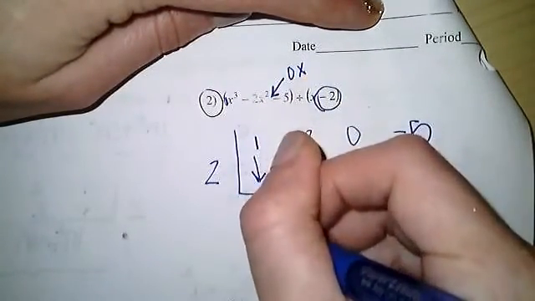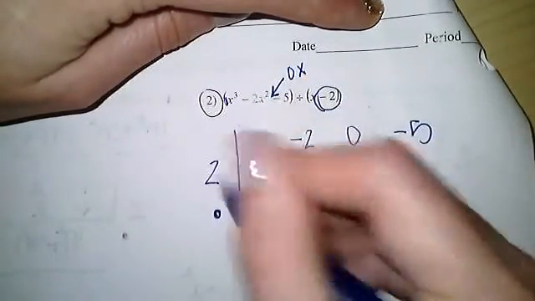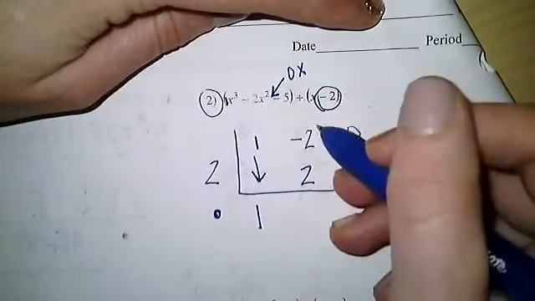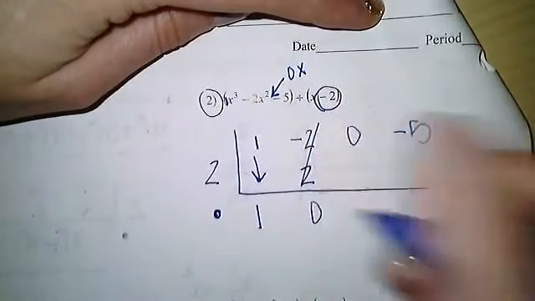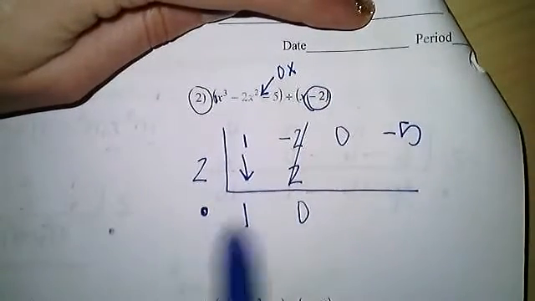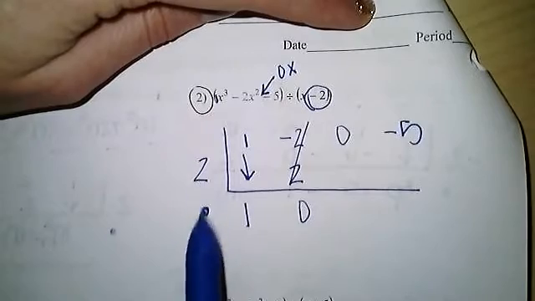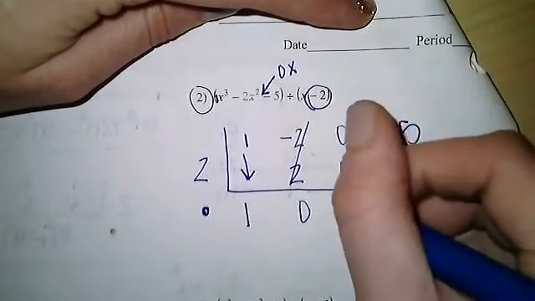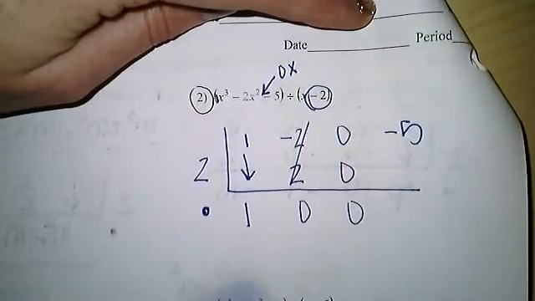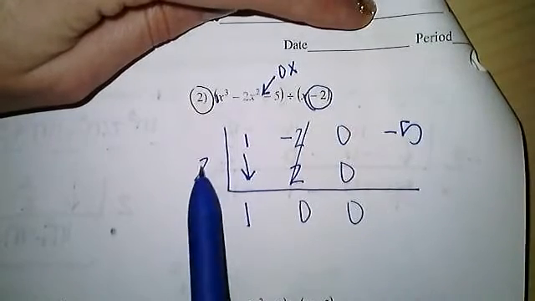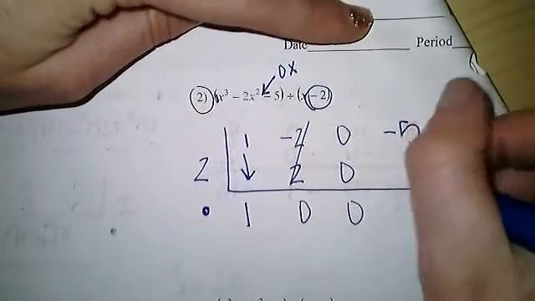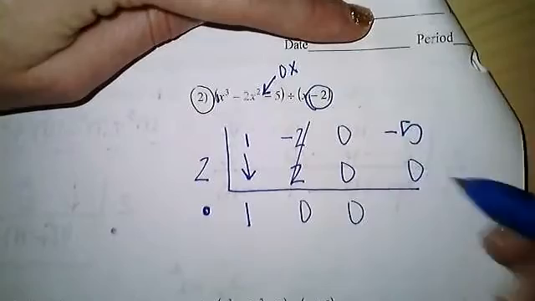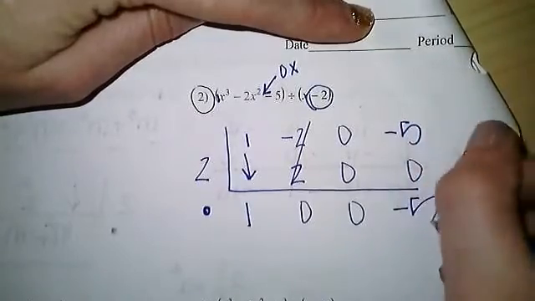So we'll drop our 1 down. 2 times 1 is 2. Those actually cancel, so we can put a 0 down there. So we have something to multiply by. 2 times 0 is 0. And 0 and 0 get me 0 when I add. So we're getting a lot of zeros here. 2 times 0 again is 0. And negative 5 plus 0 is negative 5.